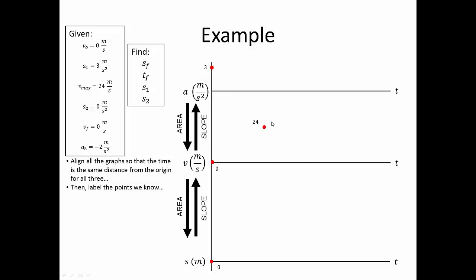Now we know that our velocity at some point reaches a maximum of 24. We don't know what that time is, but we'll just assume a position and put that there. And we know that it remains constant for 60 seconds, so we can place another 24 meters per second velocity on our velocity graph here. In the final phase, our acceleration is minus 2 as the vehicle slows down.